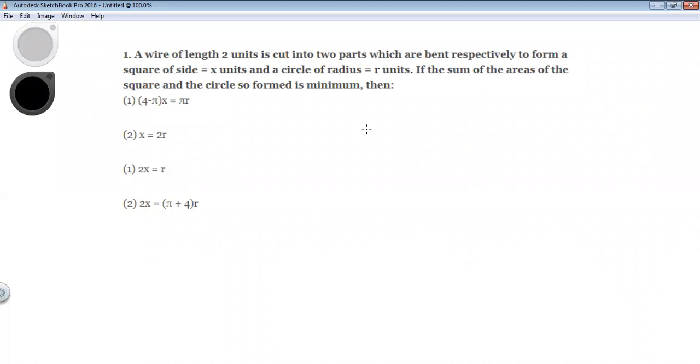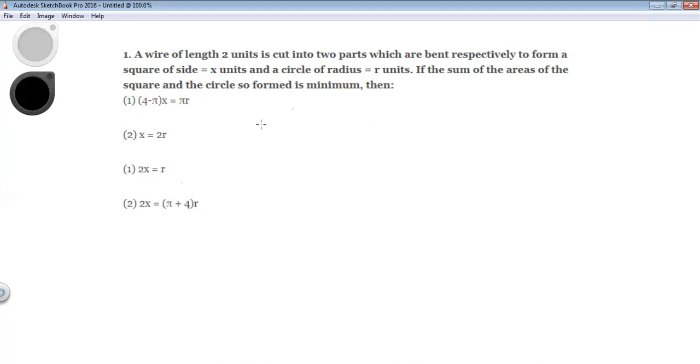So today we have a very nice problem in front of us. So let's start with it then. It says that a wire of length 2 units is cut into two parts, which are bent respectively to form a square of side x units and a circle of radius r units. If the sum of the areas of the square and the circle so formed is minimum, then we have to find one of the options out of these. If you want to attempt it for some time, then just pause the video and try it for yourself. Otherwise, let's delve right into it.